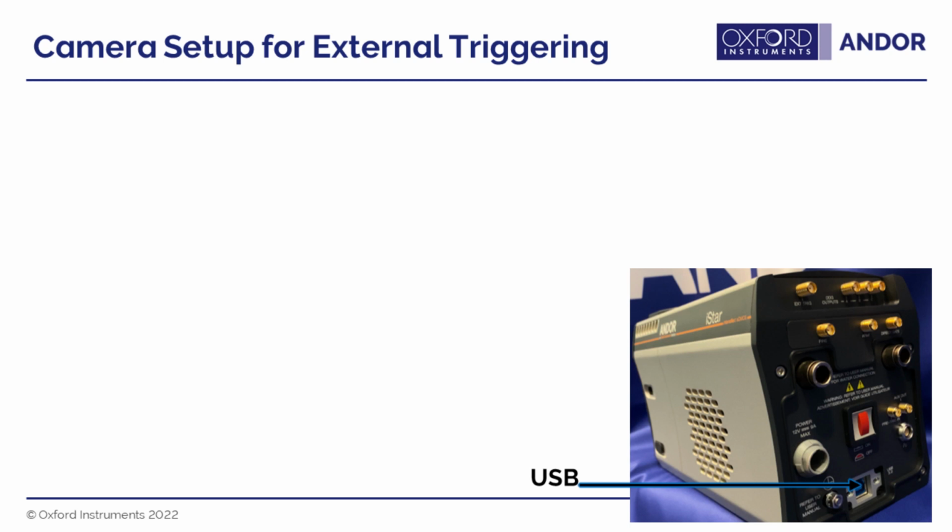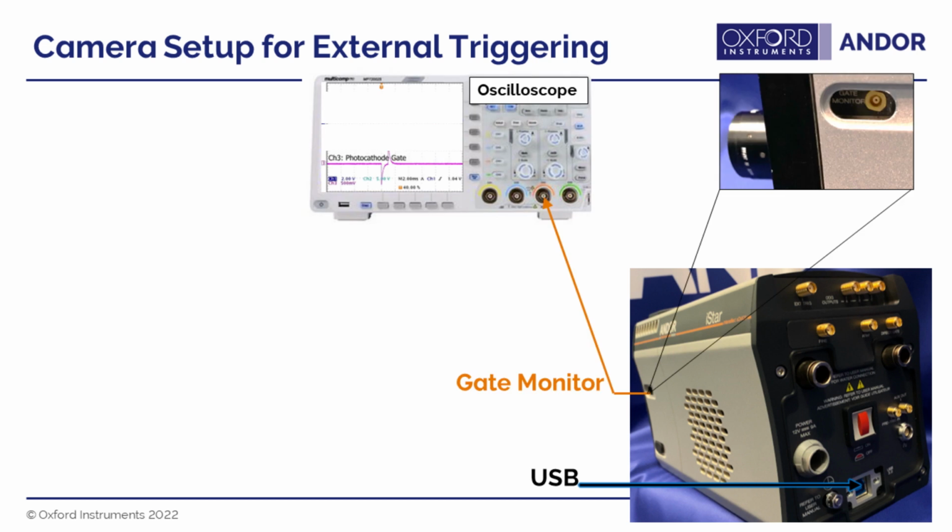So in our setup today, what we have is the camera set up as a slave. And how we've got this arranged is we have our laptop plugged in through USB to our iStar sCMOS. This enables us to change the settings and various parameters of the camera and get it ready to accept a trigger from an external source. We then also have our gate monitor, and this is plugged in from the socket at the front of the iStar sCMOS into our oscilloscope.